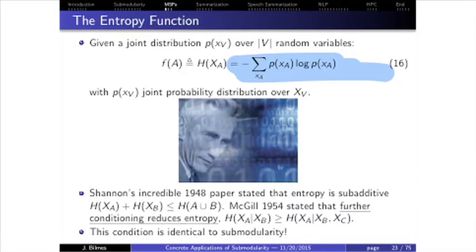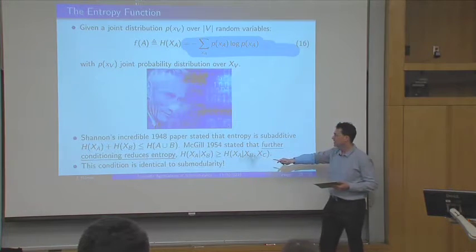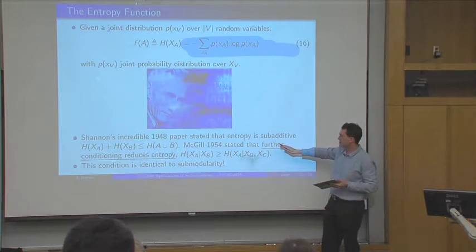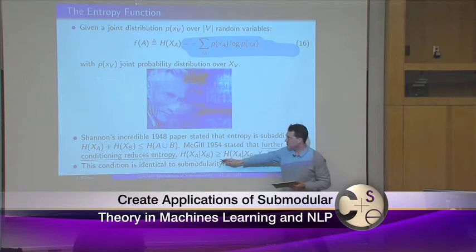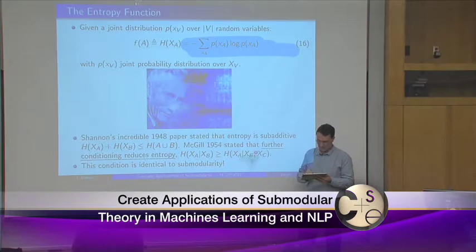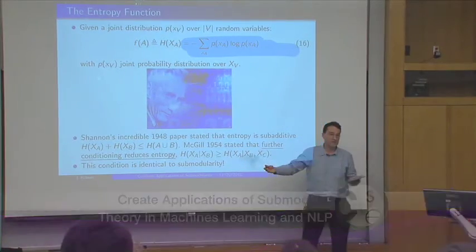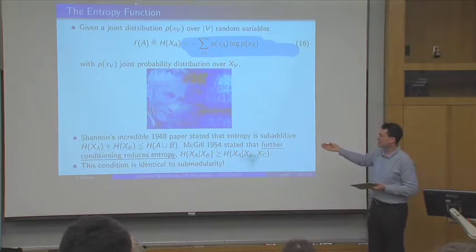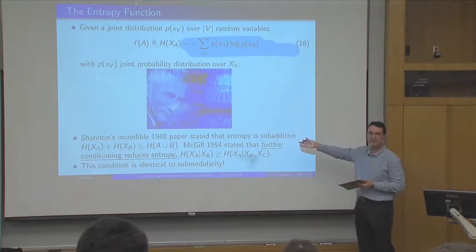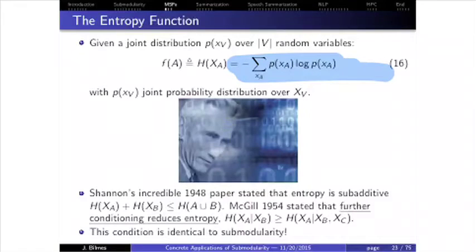In fact, this was noted back in Shannon's 1948 paper that talked about the subadditivity of the entropy function, but it wasn't really until McGill in 1954. This is an interesting anecdotal piece of information: McGill stated that further conditioning reduces entropy, which is this inequality here, and he attributed it to Shannon, but Shannon didn't say it, as far as I can tell. So the question is, who first noted the submodularity of entropy? McGill said Shannon did it, and Shannon didn't claim it, so who knows. But this condition here is identical to submodularity in the case of entropy.